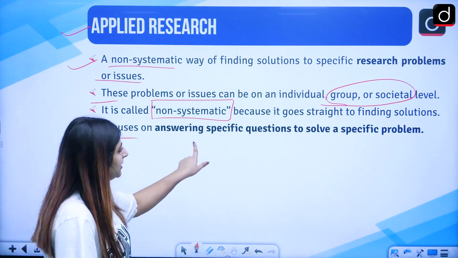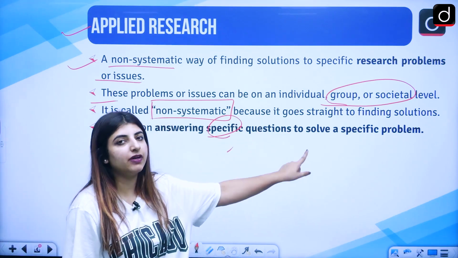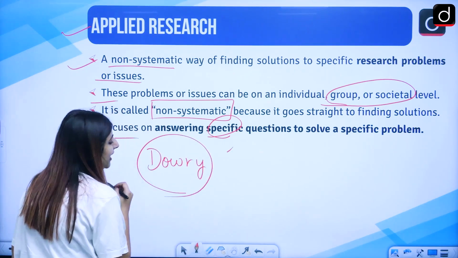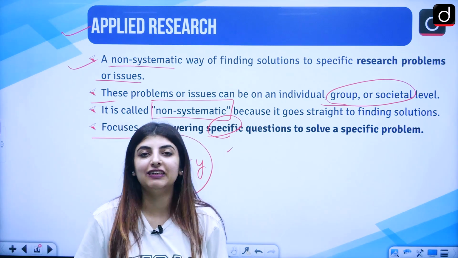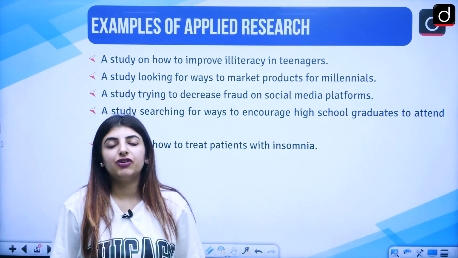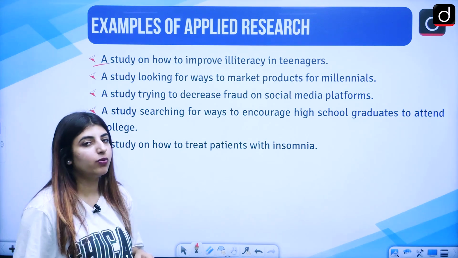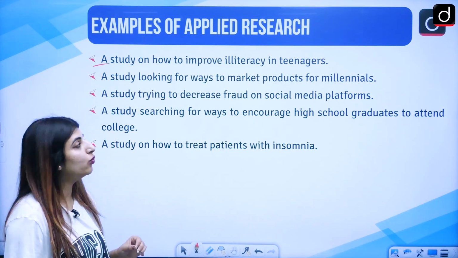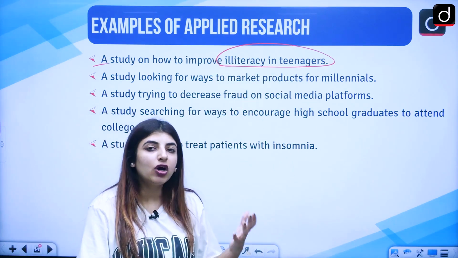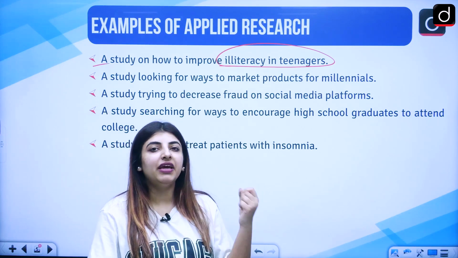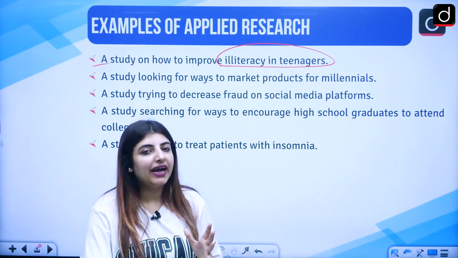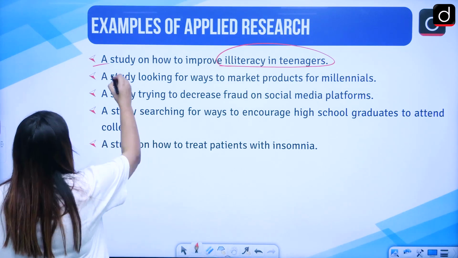It focuses on answering questions which are specific in nature to solve a specific problem. So the questions of the dowry system and how it can be removed, eradicated from Indian society is the main concern when we talk about applied research. What are the other examples of applied research? Number one example that I have brought forth is a study on how to improve illiteracy in teenagers. The teenagers who are not very literate, how can we make those teenagers a little bit educated, and so forth. So basically, applied research is used in solving problems in this instance.